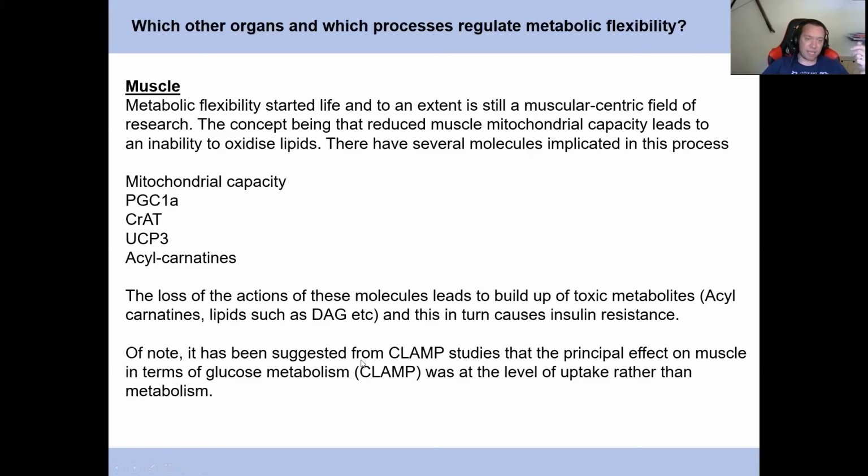Just a side note here, it has been suggested from clamp studies that the main effect on muscle in terms of glucose metabolism is actually at the level of uptake rather than the downstream metabolism. So there is a bunch of people who say, actually, you get less glucose oxidation in a clamp setting just purely because of transport. There's no actual problem with the oxidation in the mitochondria. So I mentioned that as an aside.